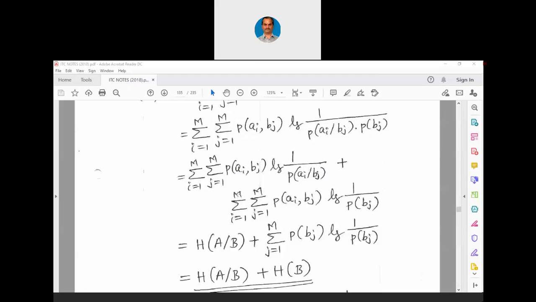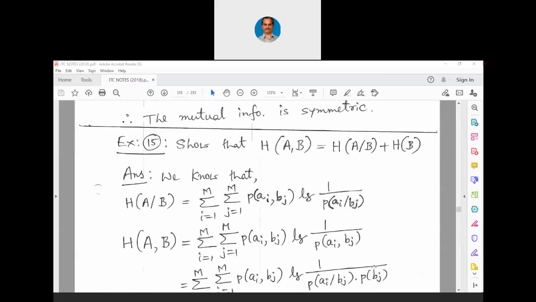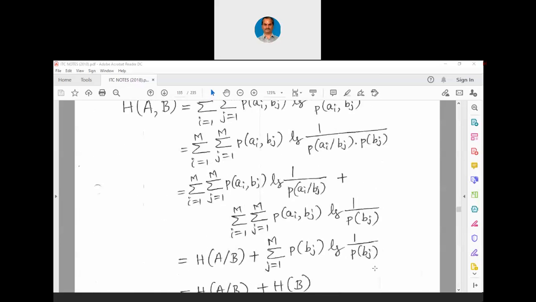Now this summation of i equals 1 to m, that joint probability can be completely taken out. This summation term from the joint probability can be taken out, and we can simply write summation of j equals 1 to m of p of bj lg of 1 over p of bj, considering the expression for the joint probability. Now this is nothing but H of B. Why? Consider the joint probability, that summation of i equals 1 to m of p of ai, that is going to become 1 there, right? It is unity there. That unity into this whole term, that is going to be H of B. This way H of A comma B is equal to H of A slash B plus H of B.